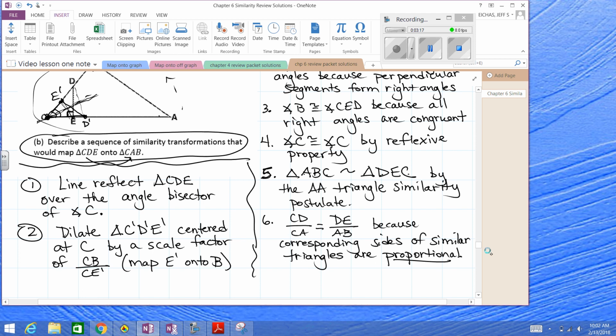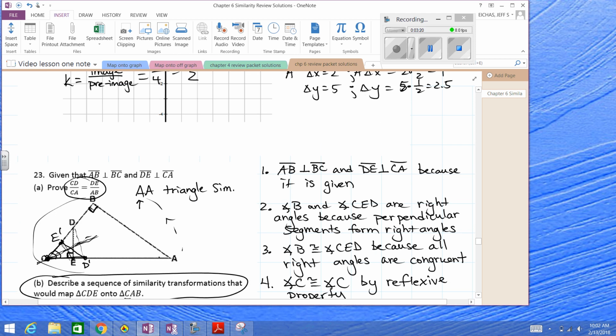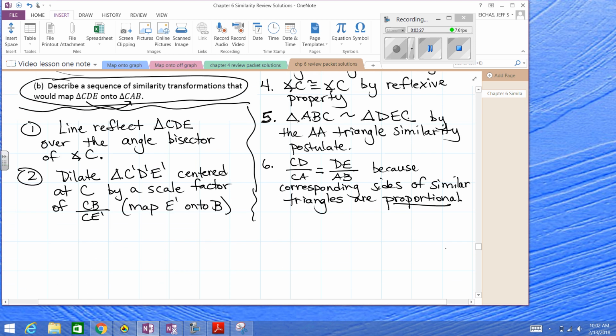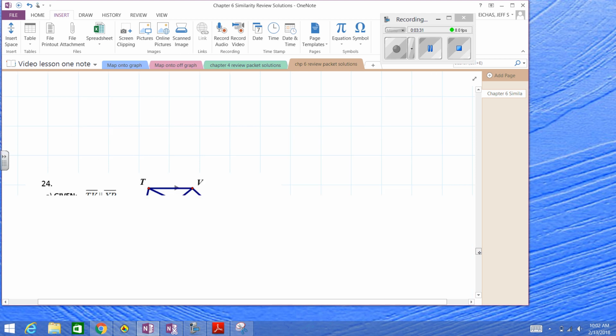Now just think right now, it's an enlargement, and CB is bigger than CE, so if we put CB over CE, it should be the right amount. That should map one onto the other.